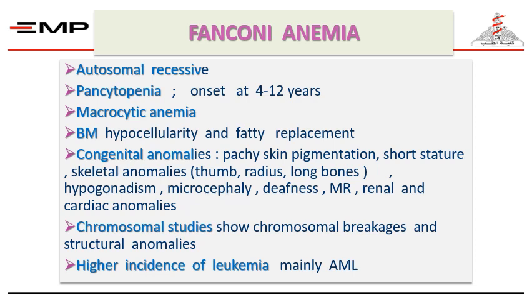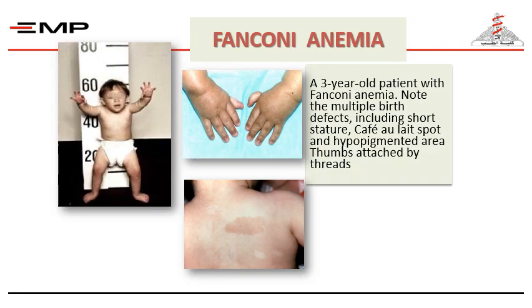Congenital anomalies are frequent, with patchy skin pigmentation, short stature, skeletal anomalies, hypogonadism, microcephaly, deafness, mental retardation, and renal and cardiac anomalies. Chromosomal studies show chromosomal breakage and structural anomalies, and there is a higher incidence of leukemia, mainly acute myeloid leukemia, as well as other malignancies.